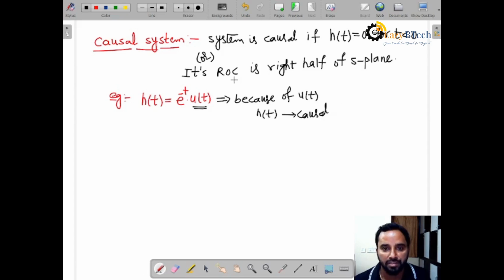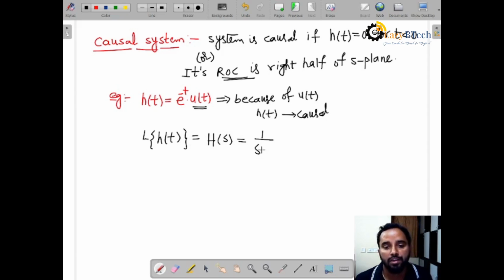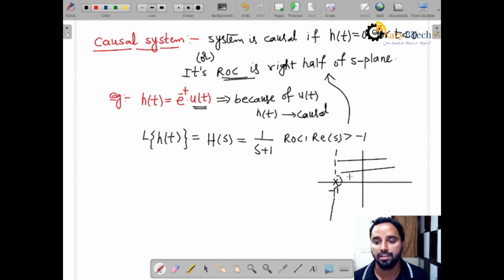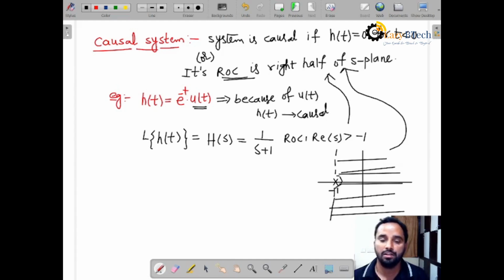We can say this using the ROC also. The Laplace transform of h of t is H of s is equal to 1 by s plus 1, and the ROC is real part of s greater than minus 1. Is it the right side or not? If you plot the ROC on the real axis and imaginary axis, real part of s greater than minus 1 means the right side of the S plane. So the ROC is the right side of the S plane, and then the system will be causal.